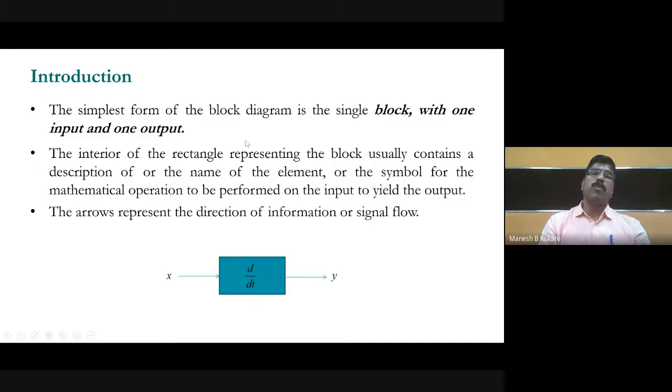So the simplest form of block diagram is a single block with one input and one output. Inside that block, generally a mathematical operation or some element name is given, and an arrow indicates the direction of the signal flow. Here the signal is flowing from left to right, and then also here from left to right. So this block diagram is giving a relation between Y and X. So Y is equal to dx by dt, right?